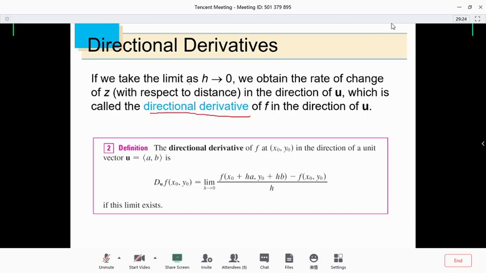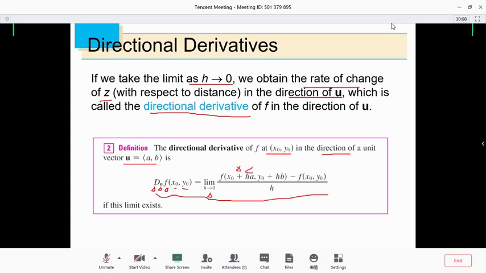If we take the limit as h approaches 0, we obtain the rate of change in the direction of u. So here, the directional derivative of f at point x0, y0 in the direction u is defined like this. The directional derivative in the direction u for f at the point x0, y0 is defined as a limit. So the limit is h approaches 0.